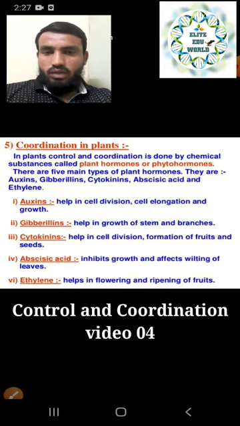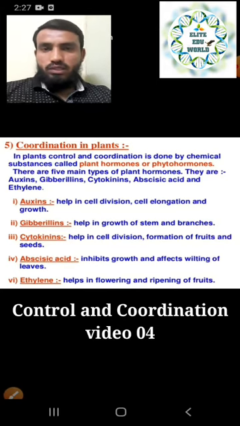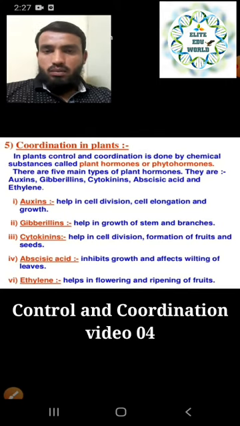The next hormone is cytokinin, which helps in cell division and formation of fruits and seeds. How the plant cell divides, when it is divided, how it needs to be divided more, or when it stops dividing. So that is the cell division of the plant.